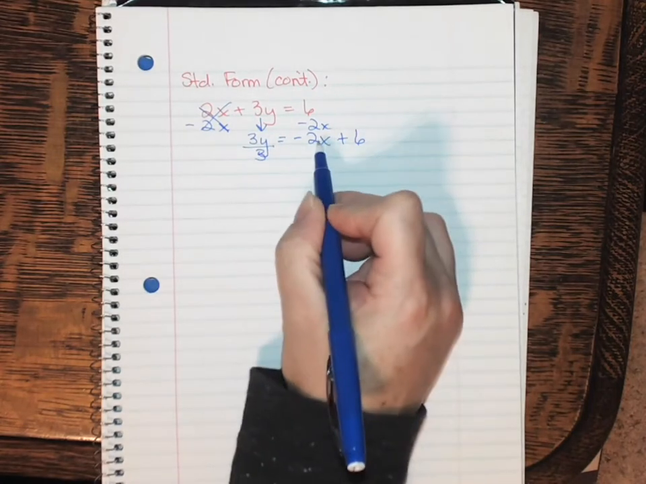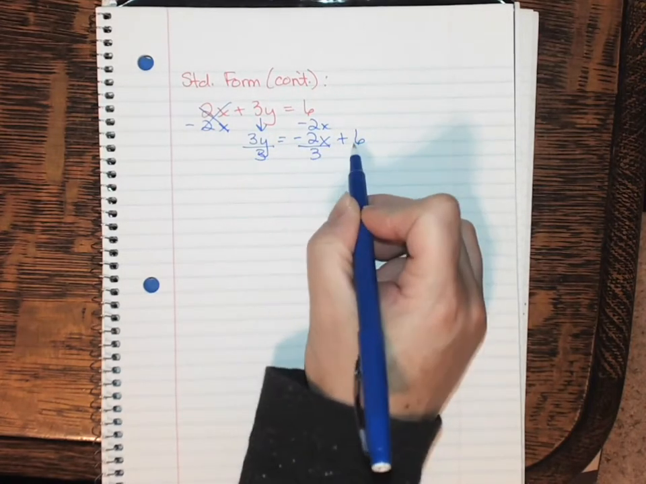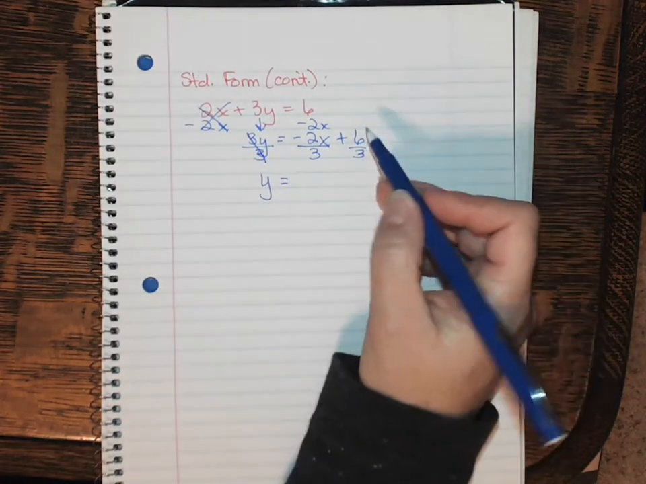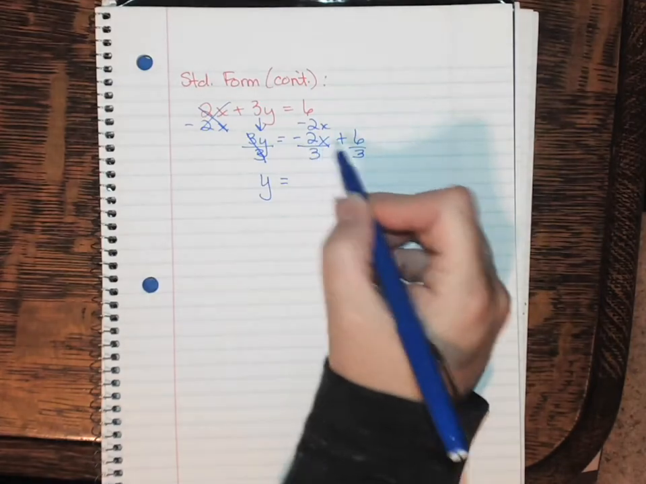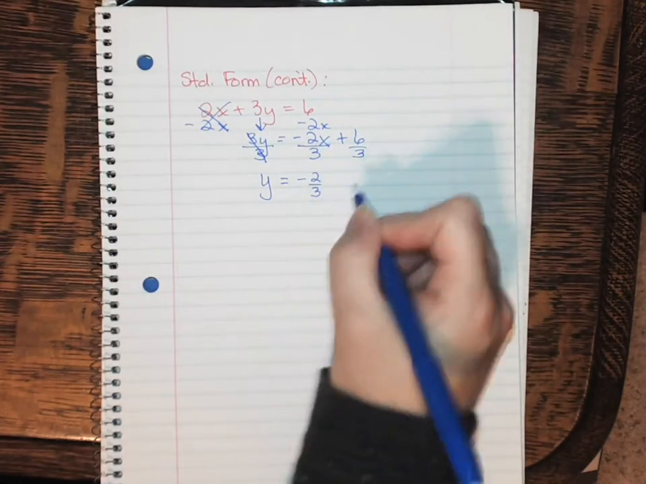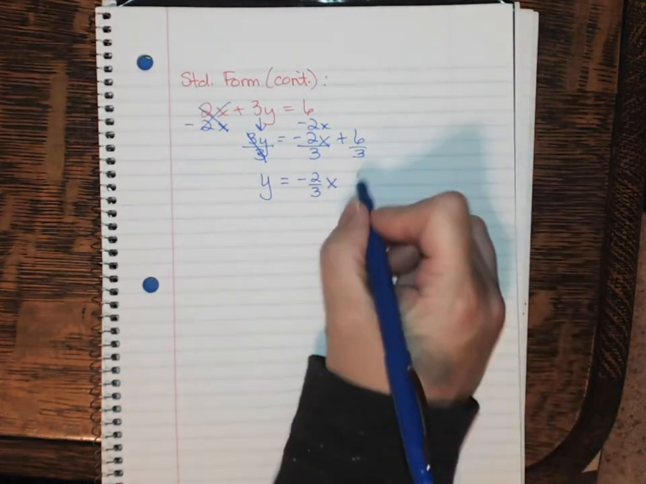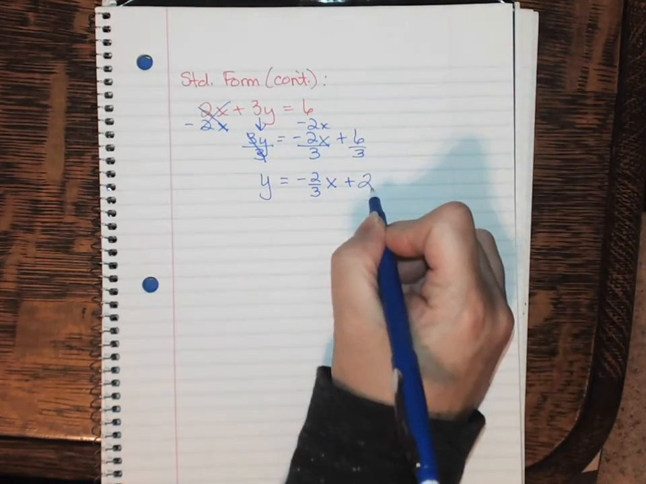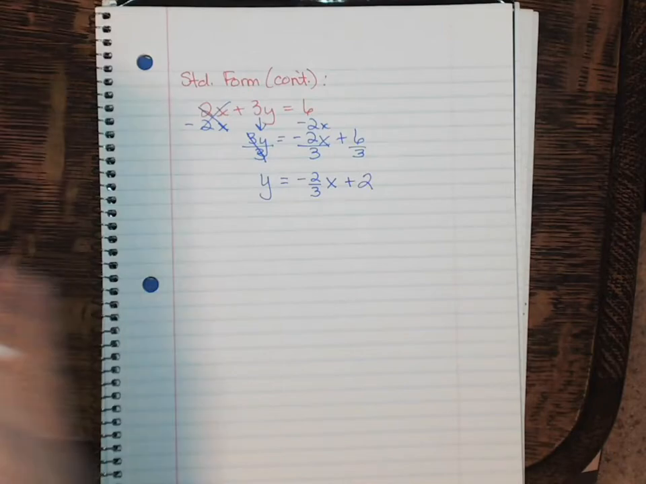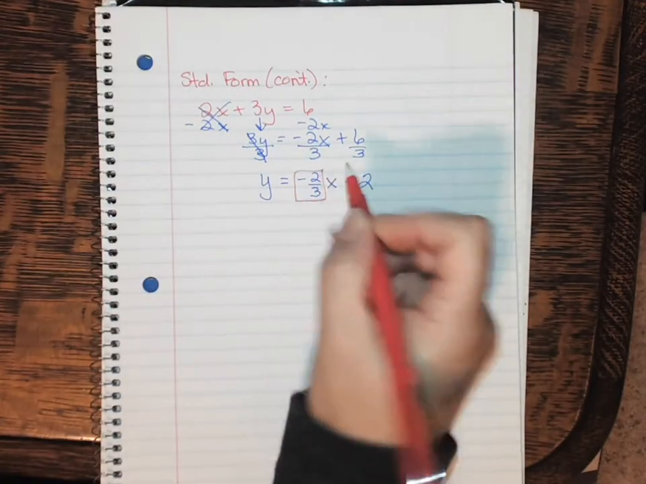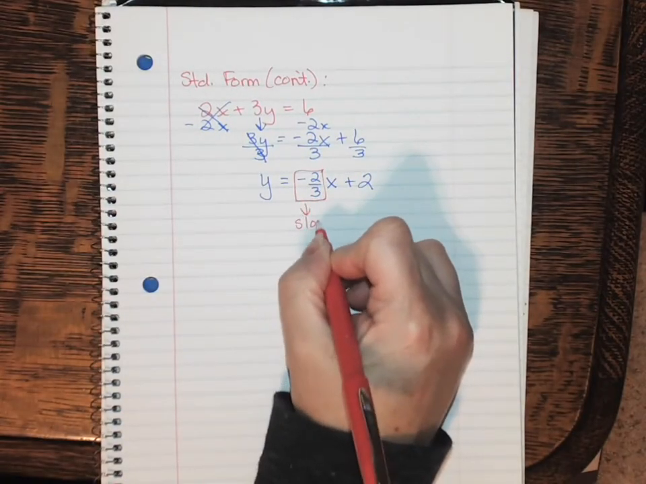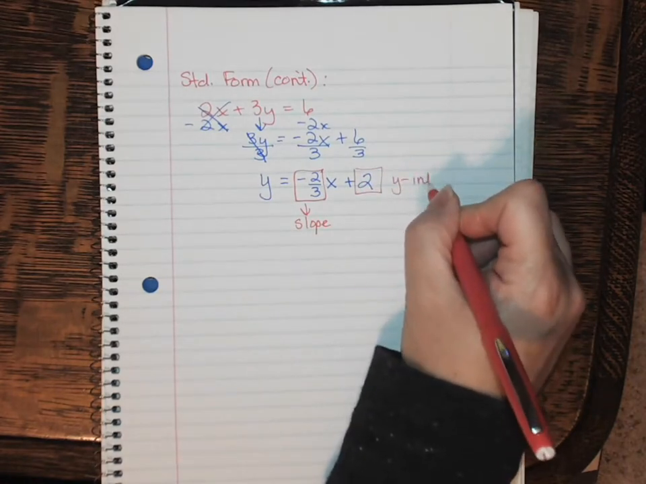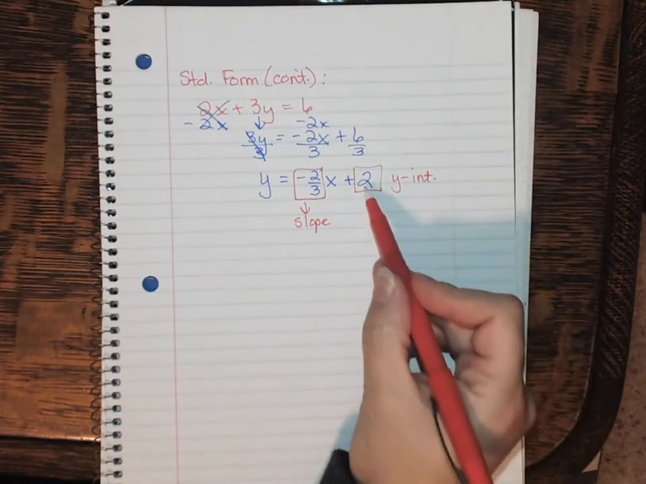Okay, so I want to get y alone. I'm going to divide by 3 everywhere. My 3's cancel on the left. I have y equals, which was my goal. I have negative 2/3 is my slope, x, and then I can go ahead and divide this out. 6 divided by 3 is 2. So my slope is negative 2/3, and my y-intercept, or my b, is 2.